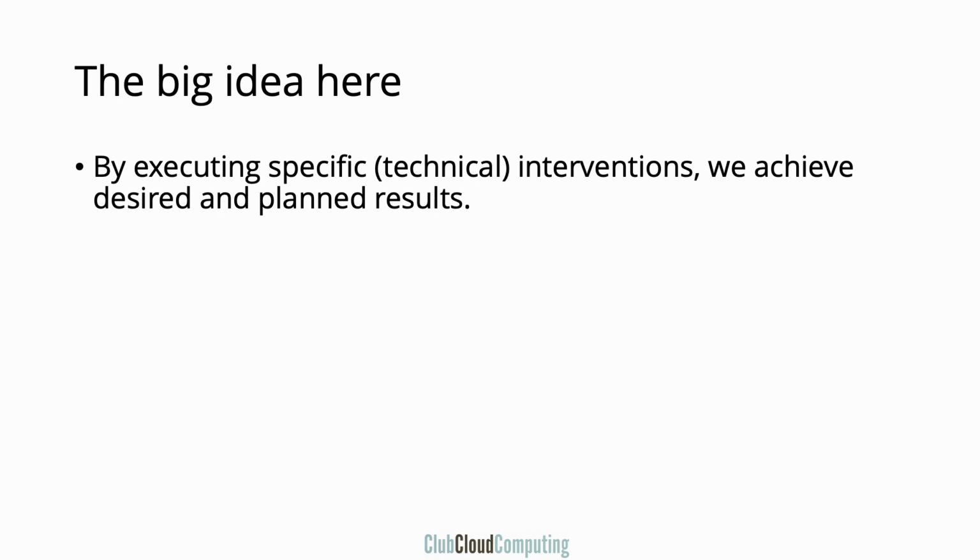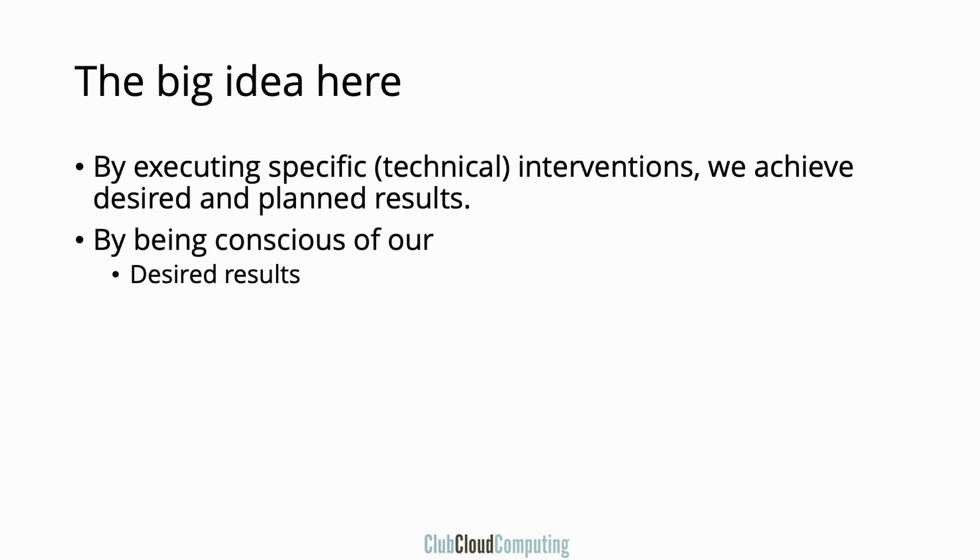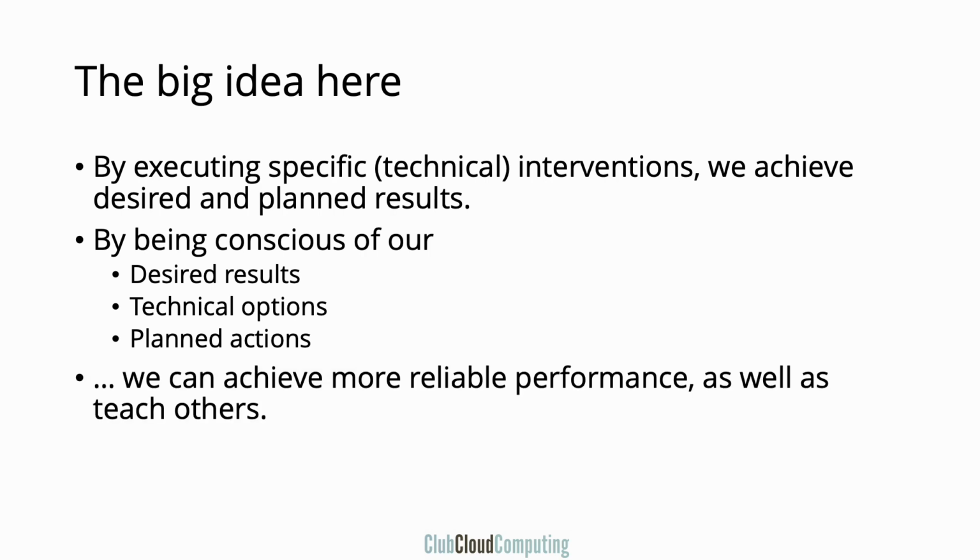So the big idea of the OODA method is by executing specific technical interventions, we achieve desired and planned results. And we do that by being conscious of what are our desired results. What are our technical action options? Make them explicit. Be explicit about our planned actions. And as a result, we can achieve more reliable performance as well as work with and teach other people. I know this reflection takes practice. Being a professional is a process, not a state of mind.